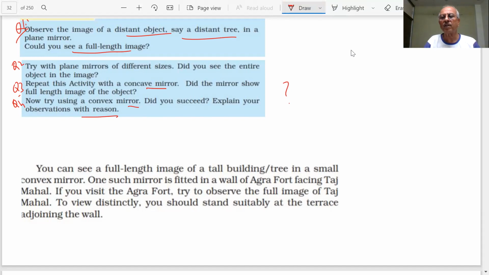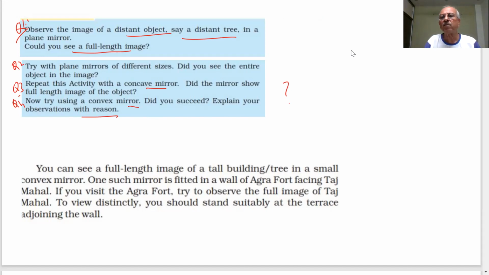What is your answer, student? Distant object. An object is at a far away distance. You use a plane mirror. Can you see the full length image? Full length image, I am saying. Then you try the concave mirror. Can you see the full length image? And then finally, you use a convex mirror. Can you see the full length image? In which case will you be able to see the full image, student? Tell me, what is your answer?